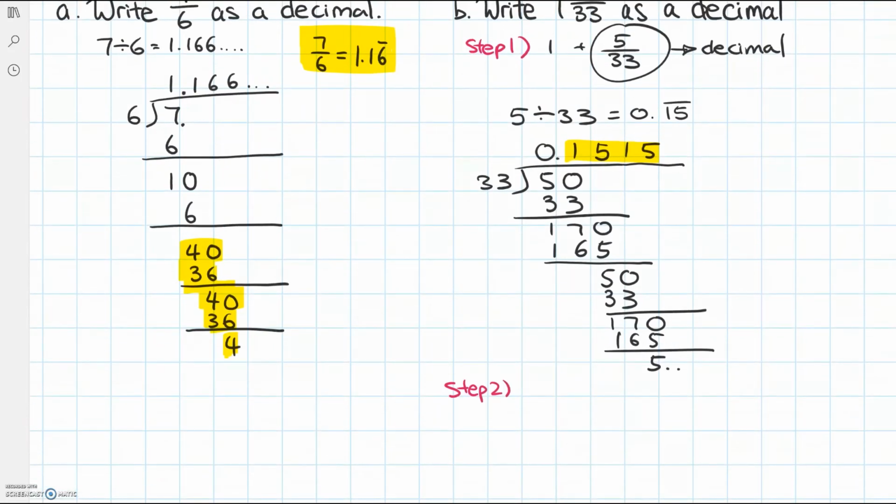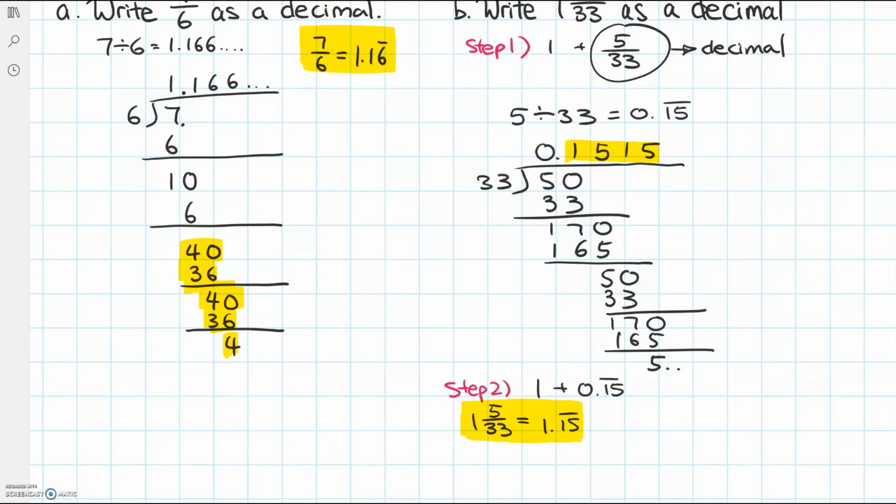So now I can take my 1 plus 0.15 bar, which gives me 1.15 bar. So I can say that 1 and 5 over 33 equals 1.15 repeating.